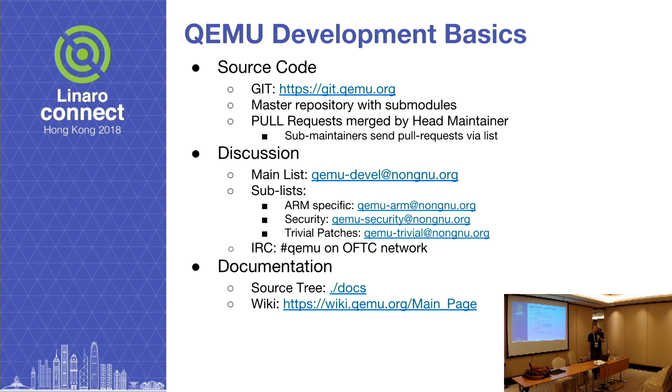The other main place where discussion about the project occurs is on the IRC channel. That's hash QEMU, and that's on the OFTC network. Most people are familiar with Freenode. OFTC is the other big IRC network. We have a reasonable level of documentation for an open source project. You'll find useful information in the doc tree in the source tree, and we also have a wiki. The stuff in the docs tree is mostly text-based, but we are slowly moving to having more renderable text that we can put online.